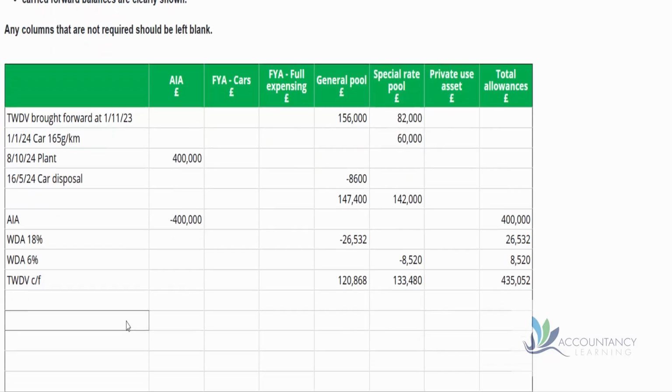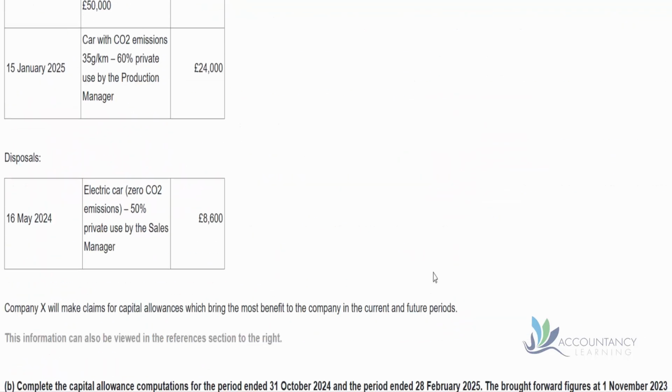So let's move on to that next period now. So we've got our tax written down value brought forward. So we can see we've got 0 for our AIA, so that's nothing for us to worry about here. And maybe we're just copying the figures, aren't we, from the previous period. We've got no disposal in the second period, do we? But we do have another addition, don't we? So let's have a look at the addition.